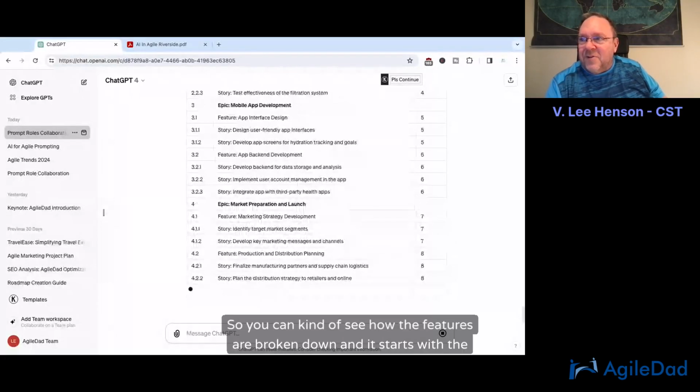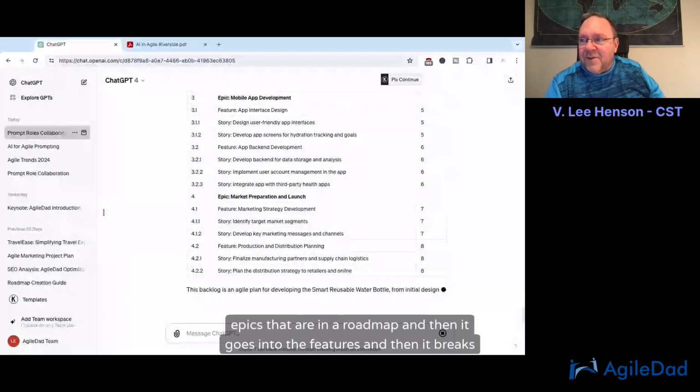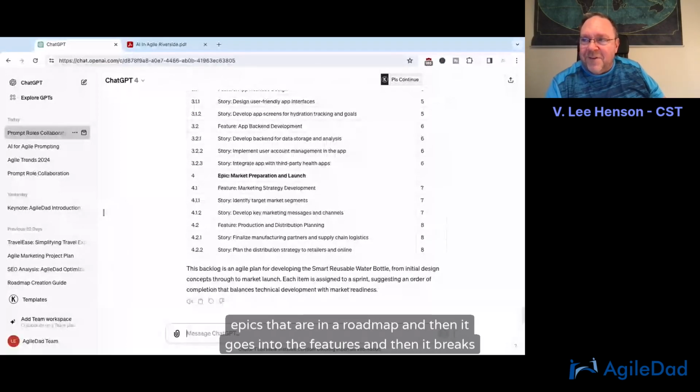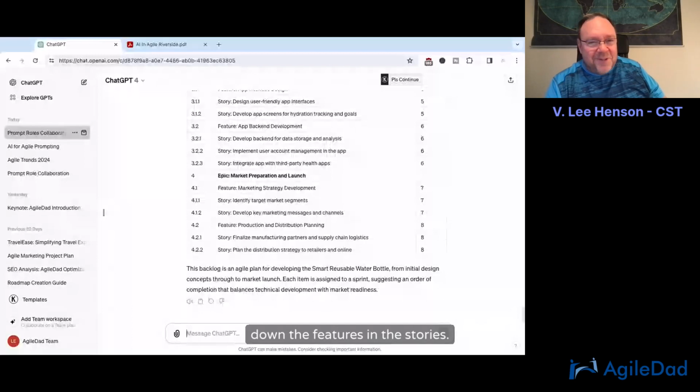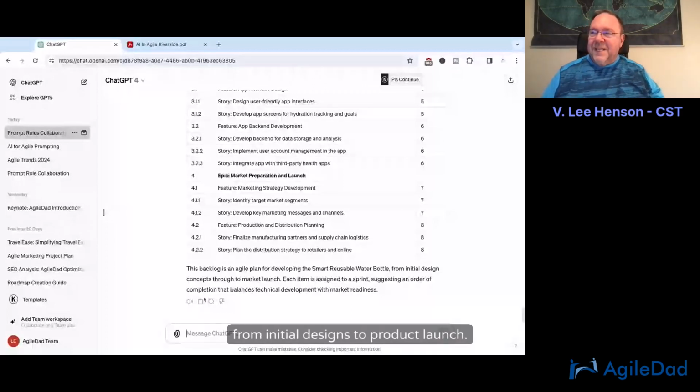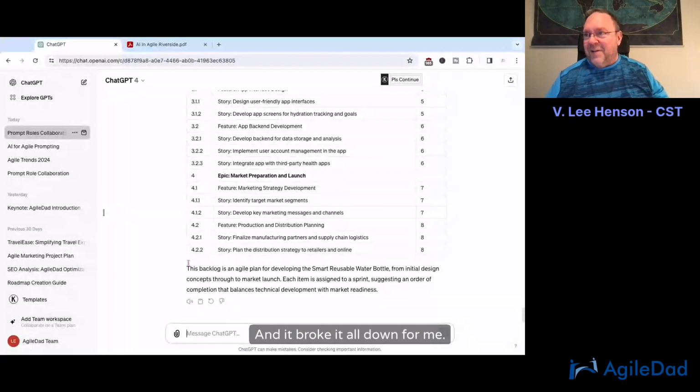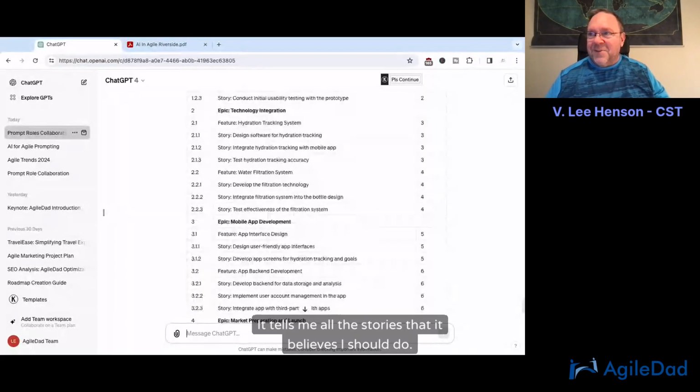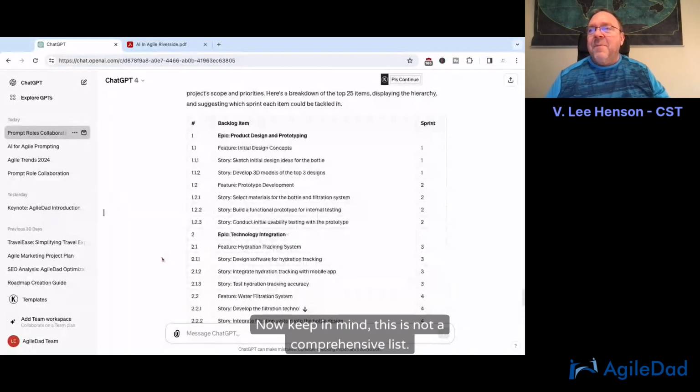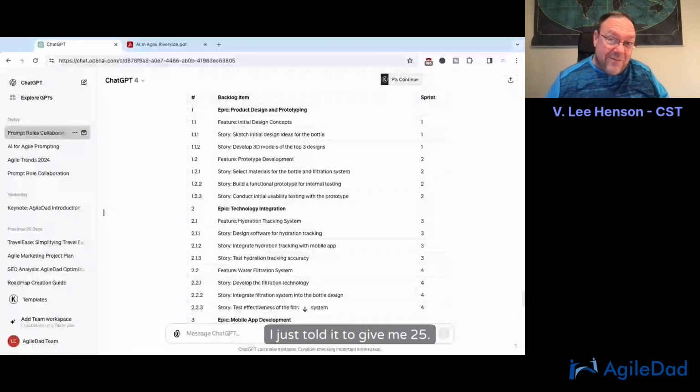So you can kind of see how the features are broken down, and it starts with the epics that are in a roadmap, and then it goes into the features, and then it breaks down the features into stories. That's pretty incredible, right? So there you go. Now I've got a backlog from initial designs to product launch, and it broke it all down for me. It tells me all the stories that it believes I should do. Now keep in mind, this is not a comprehensive list. I just told it to give me 25.